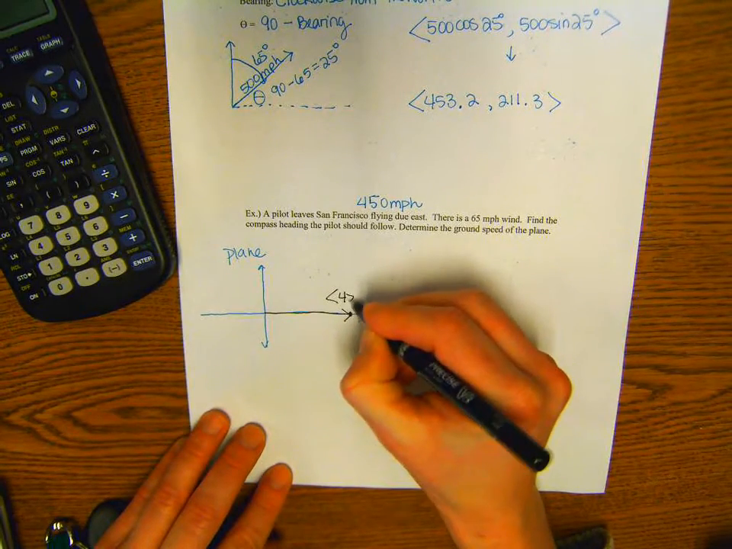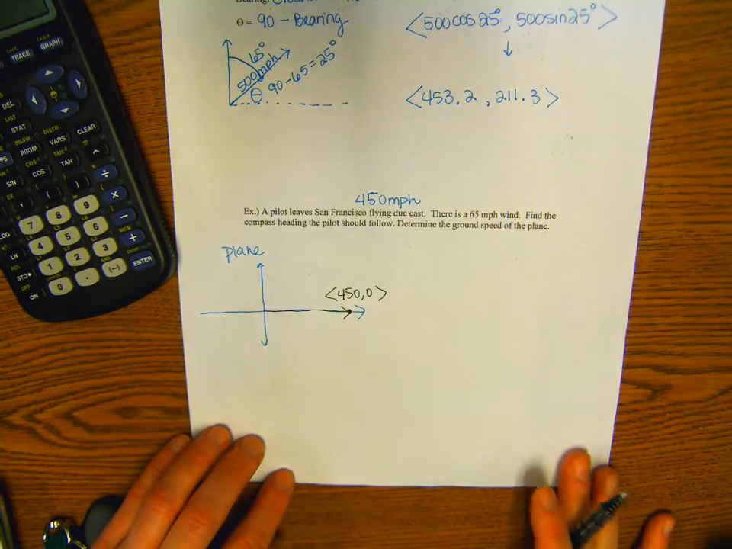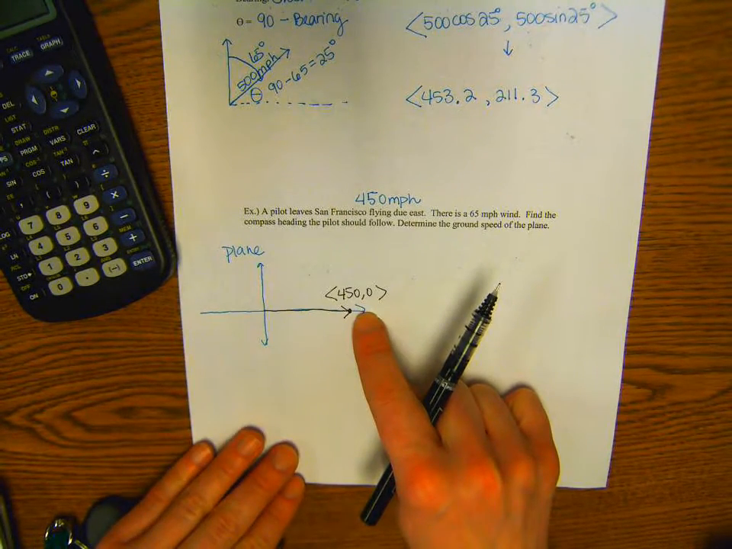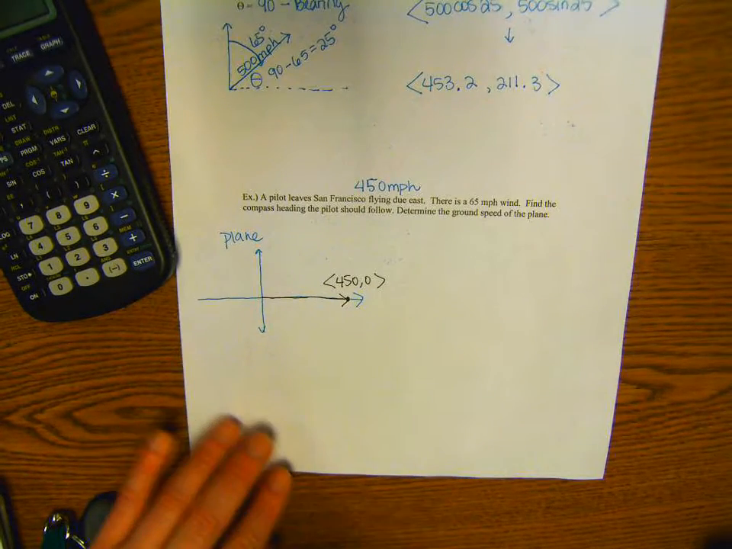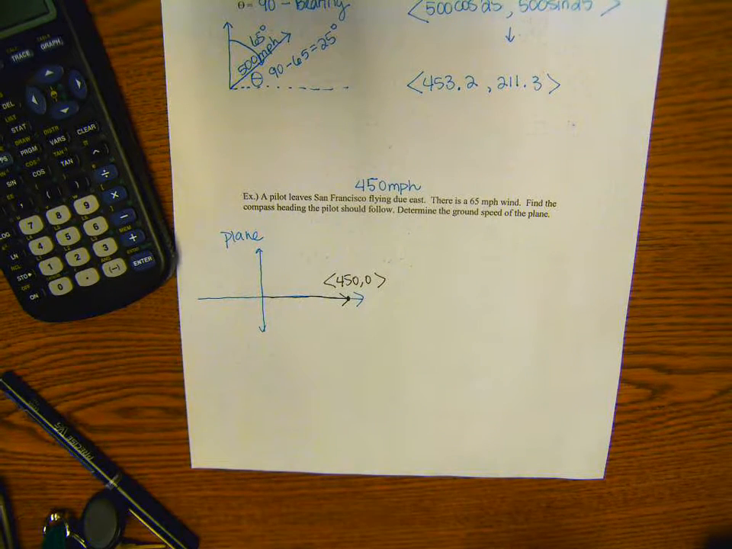Okay. But if you were given a little different angle, you would use our formula, magnitude times cosine of the angle, magnitude times sine of the angle. So that's the plane vector. I didn't even give you this, did I? I don't know why not.